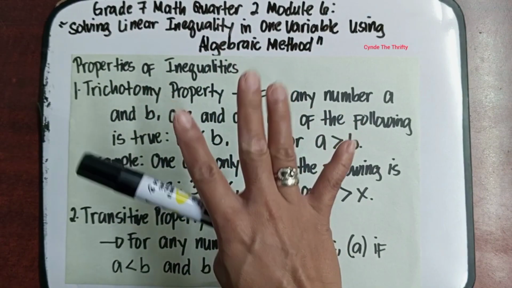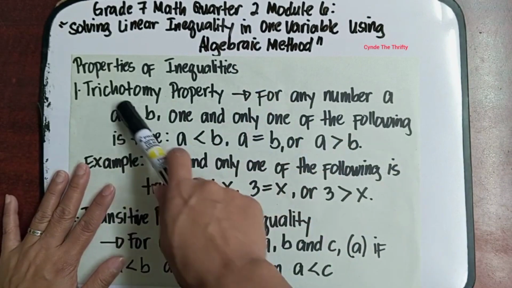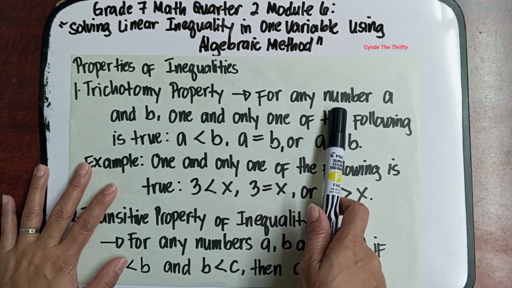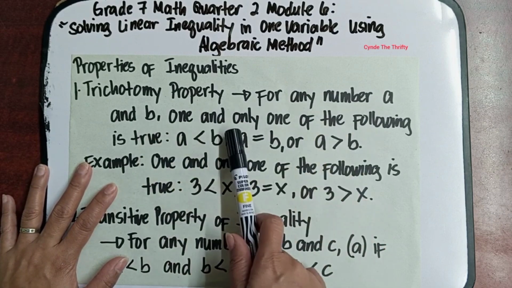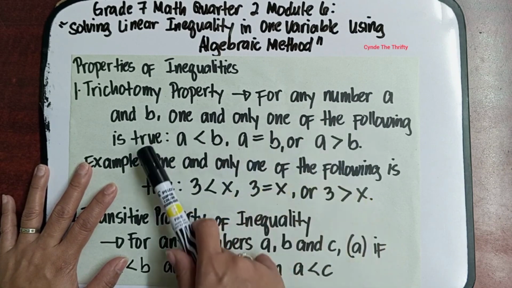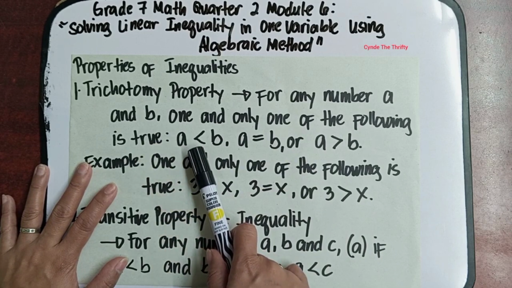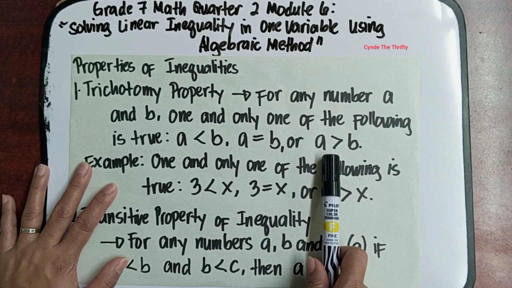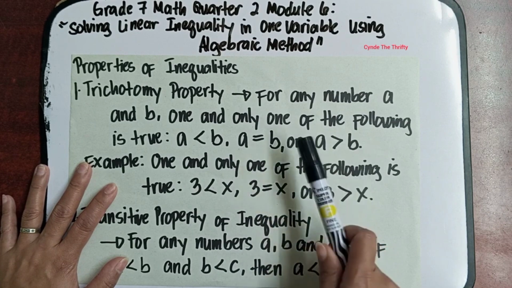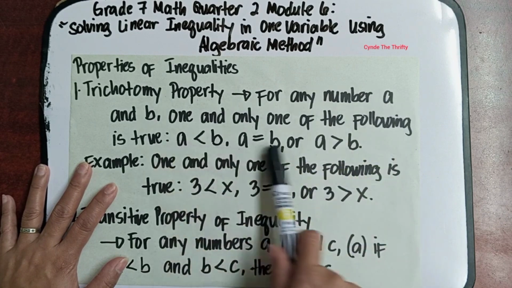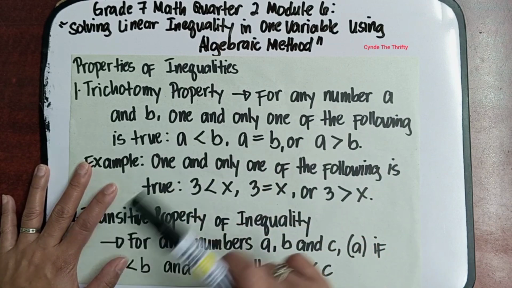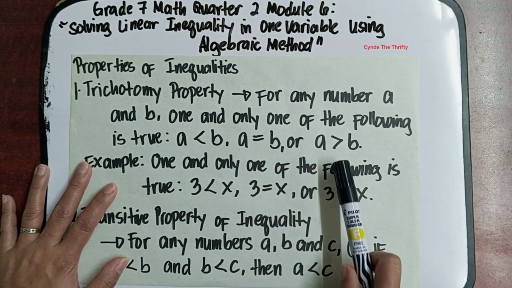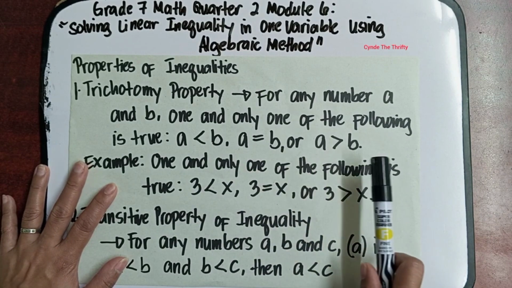Merong 4 na properties of inequalities. First, trichotomy property. Ano yung trichotomy property? For any number A and B, one and only one of the following is true. A is less than B or A is equal to B or A is greater than B. Okay, so for any number A and B, isa lang dito ang totoo. It's either si A is maliit kaysa kay B, or si A is equal to B, or si A is mas malaki kaysa kay B.